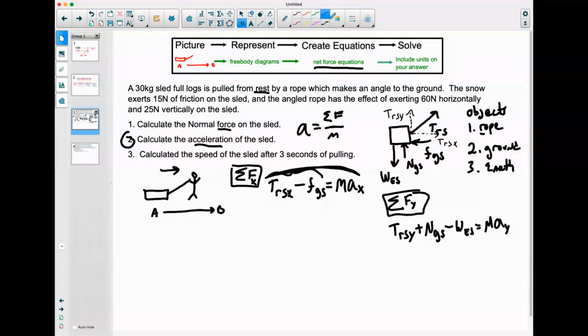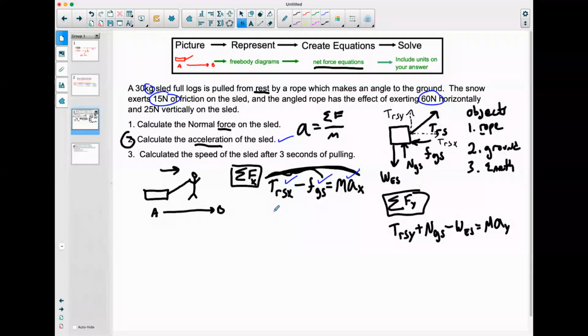So let's flip over to maybe a different color for solving this. The tension in the x direction, that's a given quantity, right here. And then the friction, that's a given quantity, right here. And then the mass of the sled is given. It's kilograms, so that's mass. And the acceleration is the only unknown, so we can directly use this equation to solve for the acceleration of the sled, which is what we want to do.